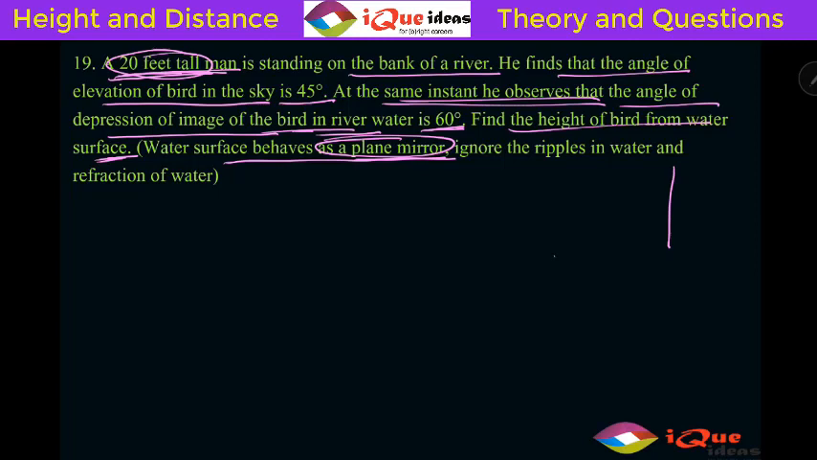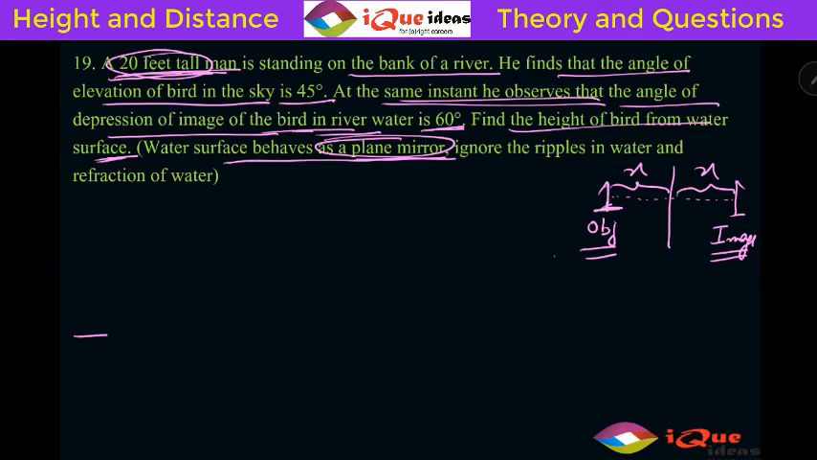So if I keep an object here, let's say 1 is the object, the image will be exactly at the same distance on the other side. Whatever this distance is, if this distance is x, then this distance also should be x. So this is the image. The image is exactly at the same distance from the mirror as the object is. This is a very important concept. Now how is it applicable in this question?